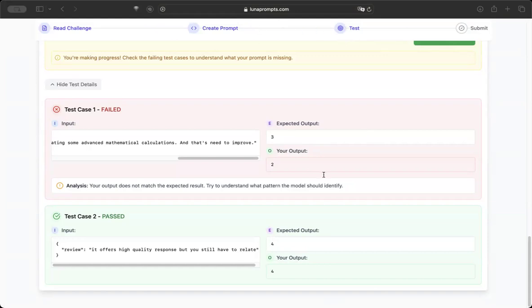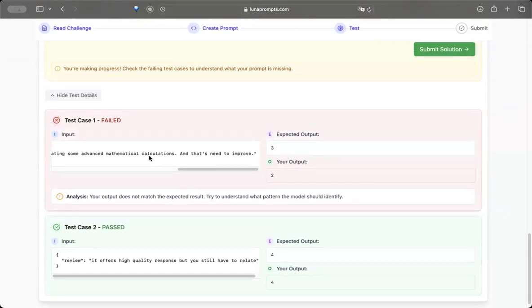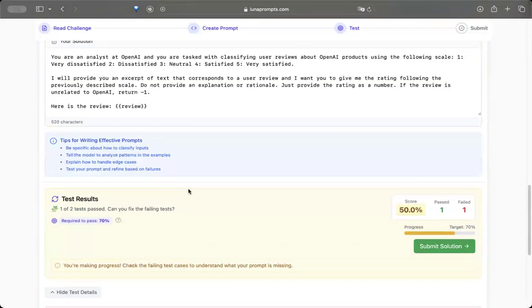It's not that good at dealing with a neutral situation. So we should maybe try to steer the LLM so that when it has some uncertainty, it should default to neutral instead of taking a stance, because here it classified it as dissatisfied when it should have been neutral.